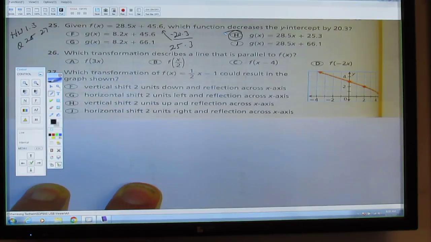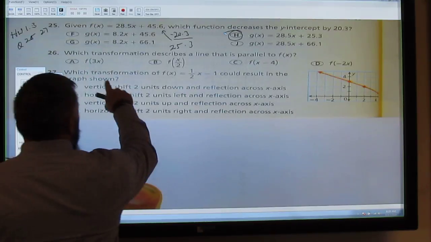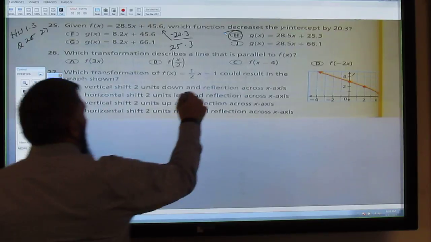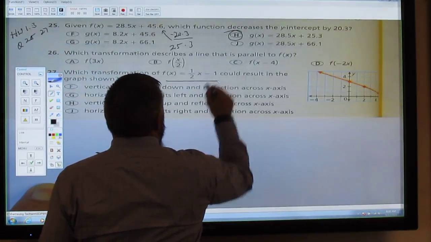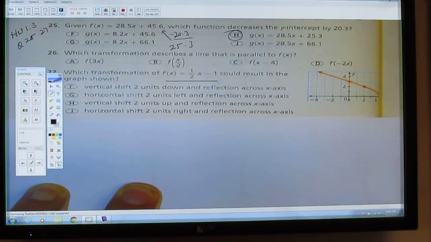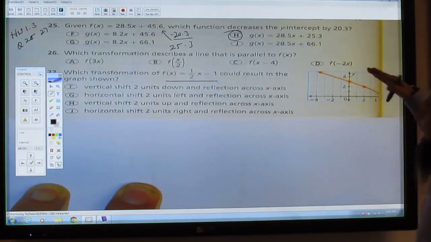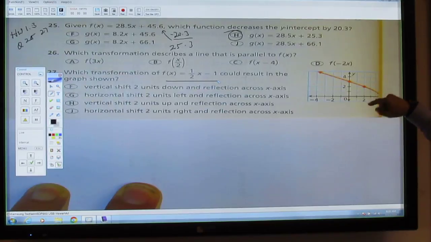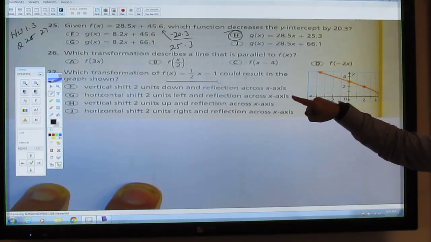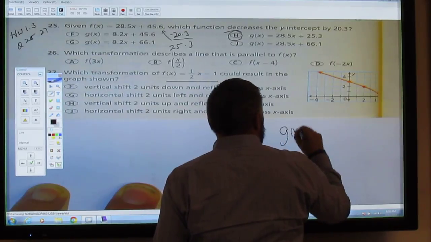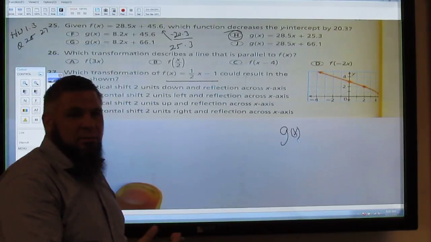Which transformation of, so 27, which transformation of f of x is equal to 1.5x minus 1 could result in the graph shown. Okay? Now we look at this graph and we know that it changed from -1 to what? What is g of x here? What is g of x?